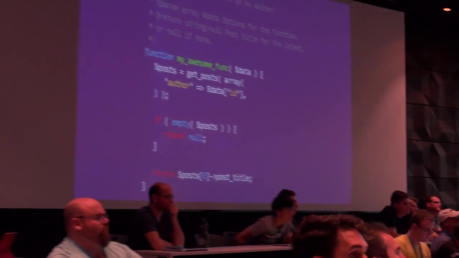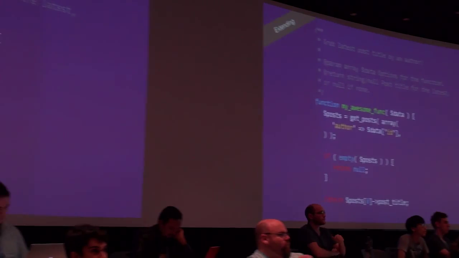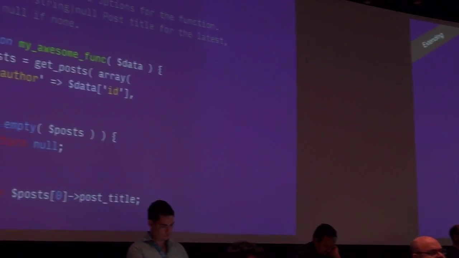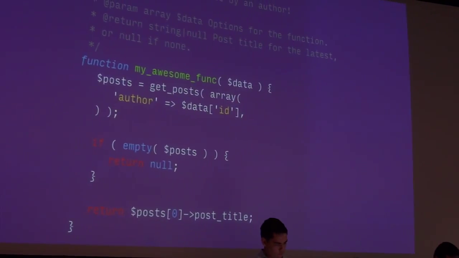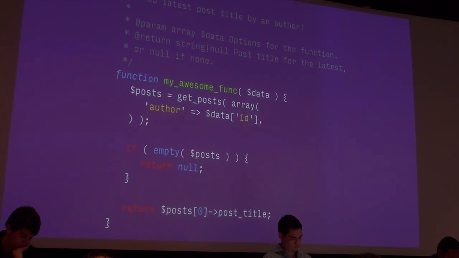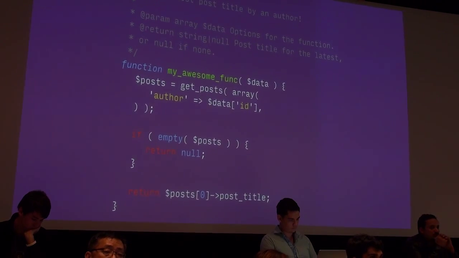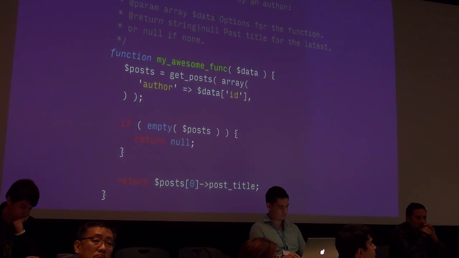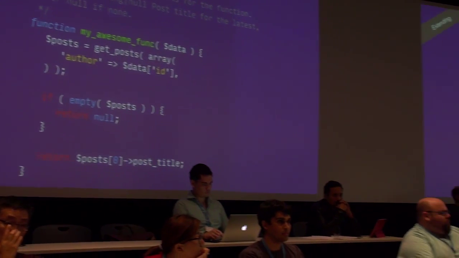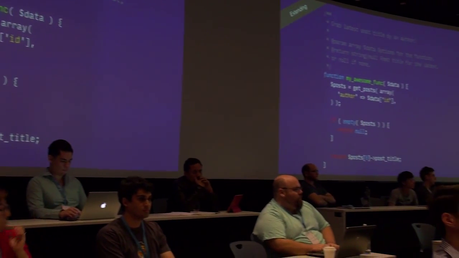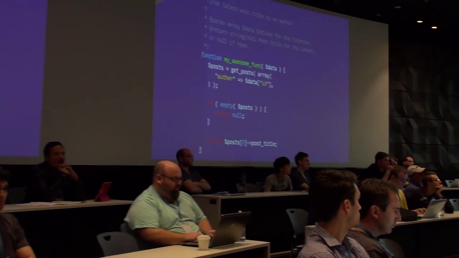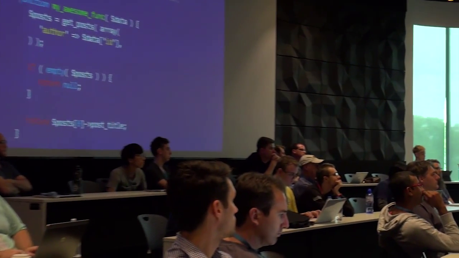So this function here is just a regular PHP function that I whipped up. It takes an ID in an array, and it returns the post title of the latest post by that author. If WordPress can't find that author, or if they haven't published any posts, then it will instead return null. So this is a pretty standard PHP function. It takes something in, returns something, has some error checking, things like that. So we want to take this and we want to expose it over the API.